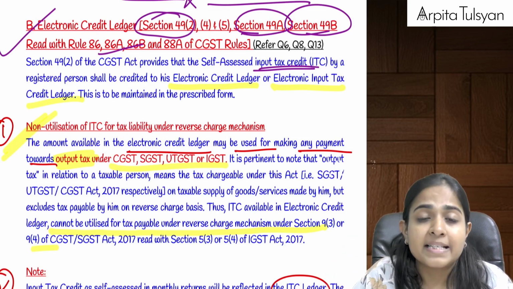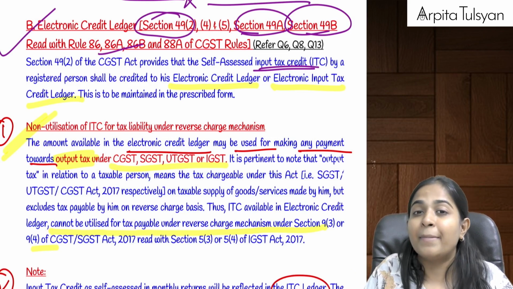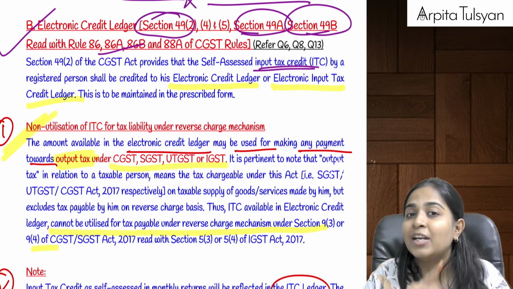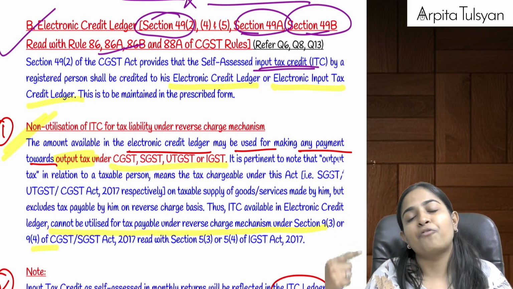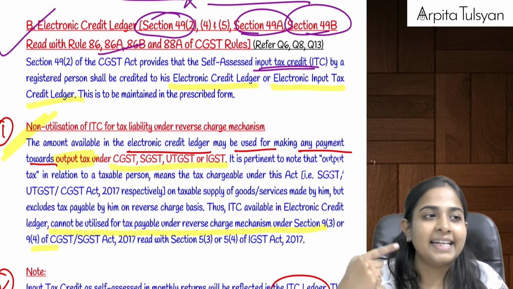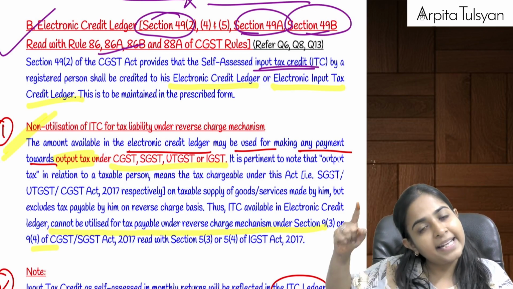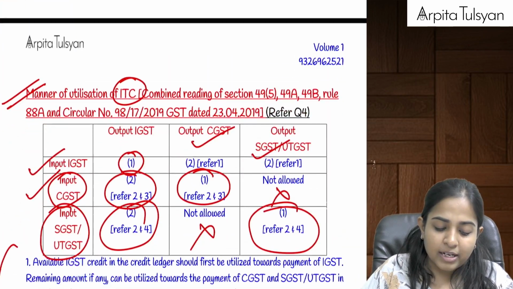Whatever amount is kept in your electronic credit ledger can be used only for payment of taxes, and not for payment of other dues. That is, it cannot be used for payment of interest, penalty, late fees, other dues, etc. If you want to pay interest, penalty, etc., that has to be paid from the electronic cash ledger. Are you clear till here?